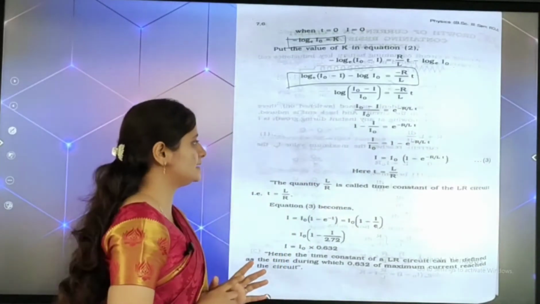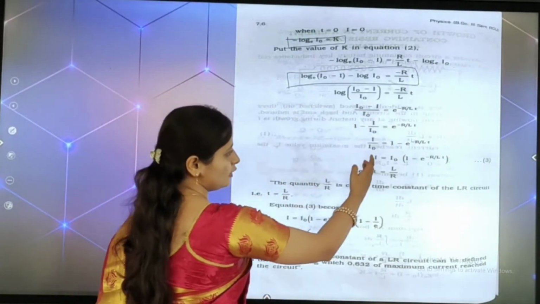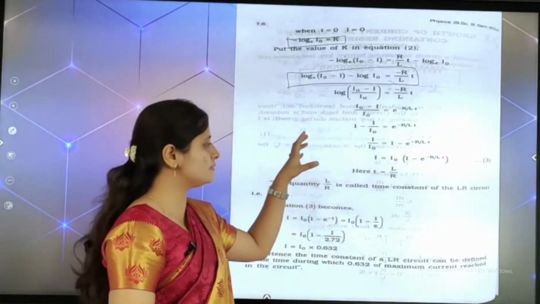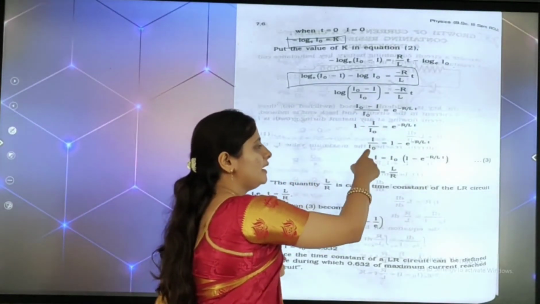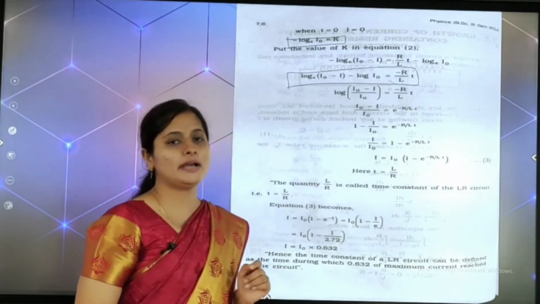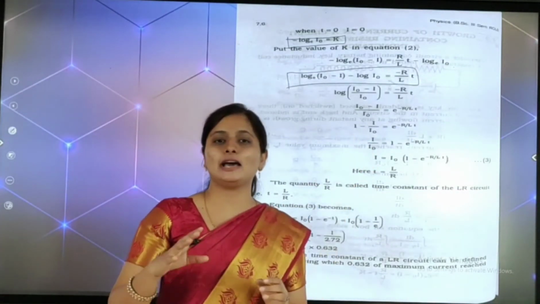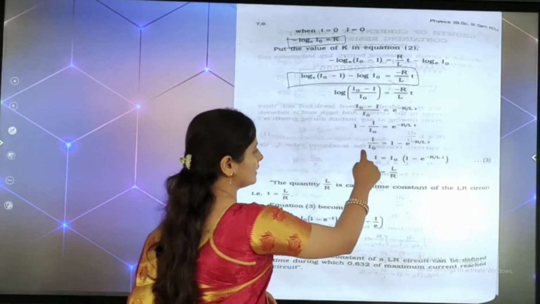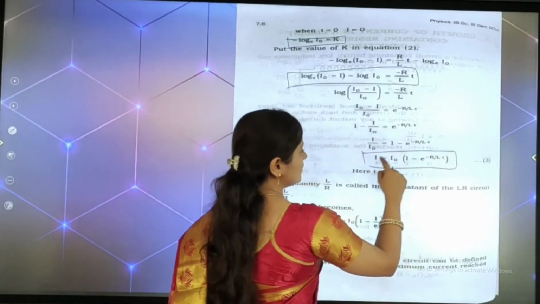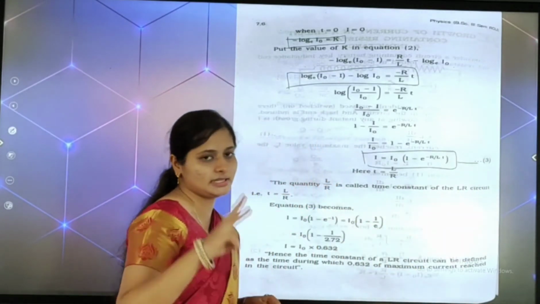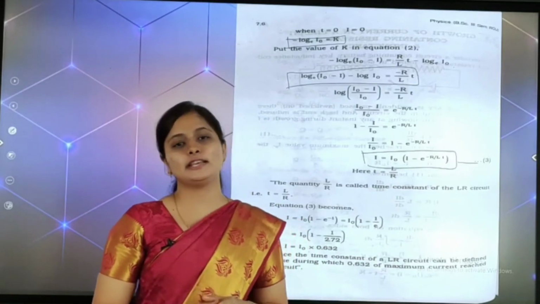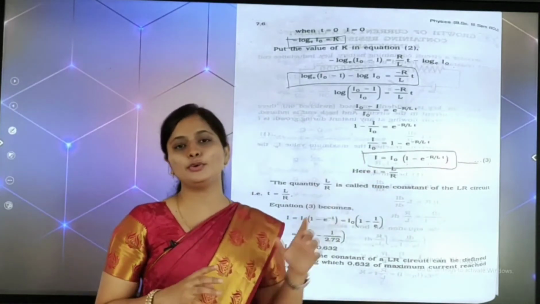Next, taking 1 to the other side and simplifying, we will get I by I naught is equal to 1 minus e raised to minus R by L into t. Next, in terms of I, we will get our equation number 3, that is I equal to I naught into 1 minus e raised to minus R by L into t.